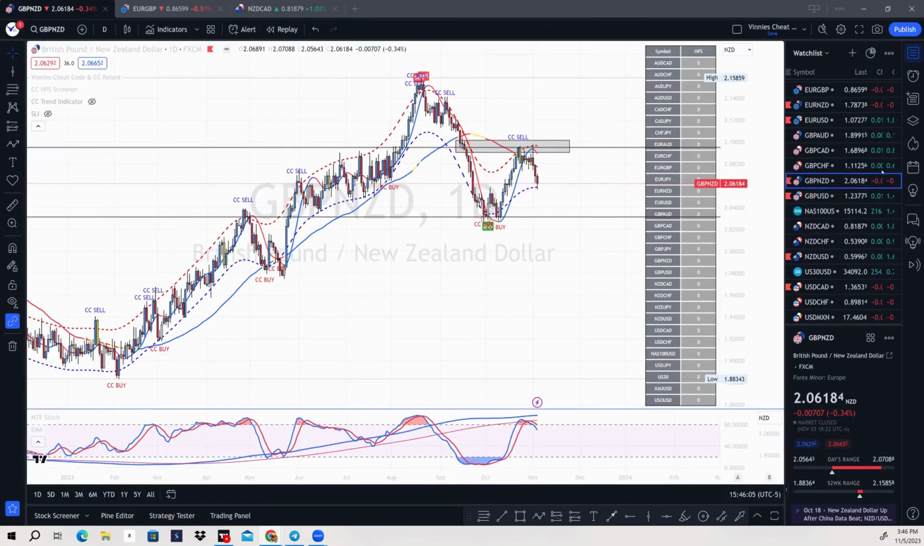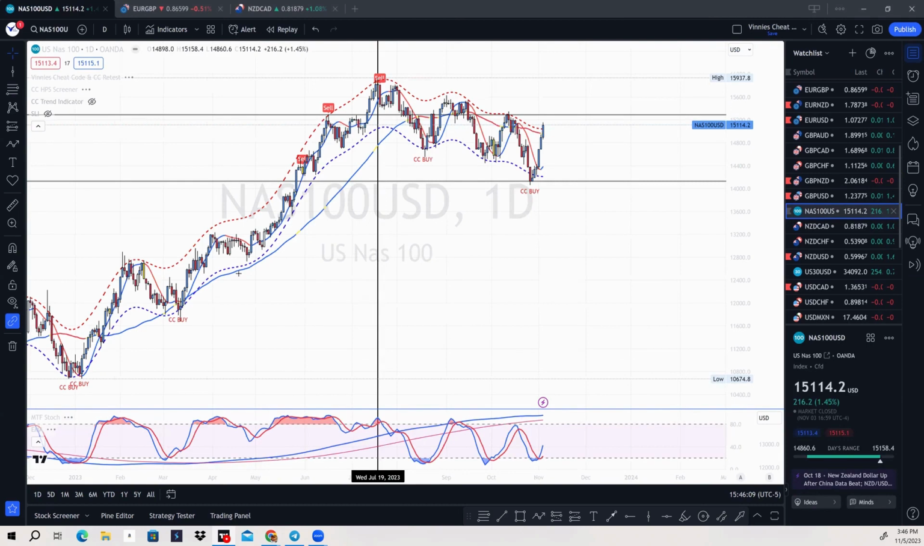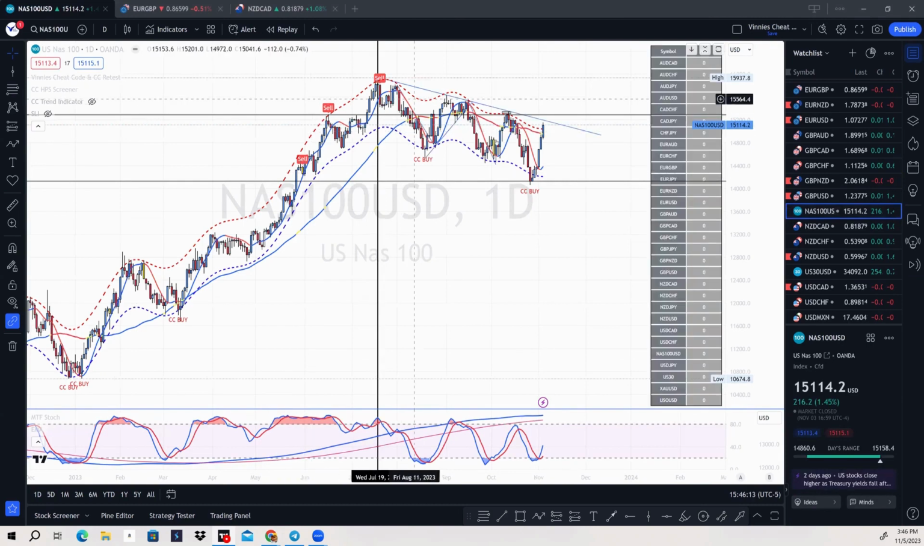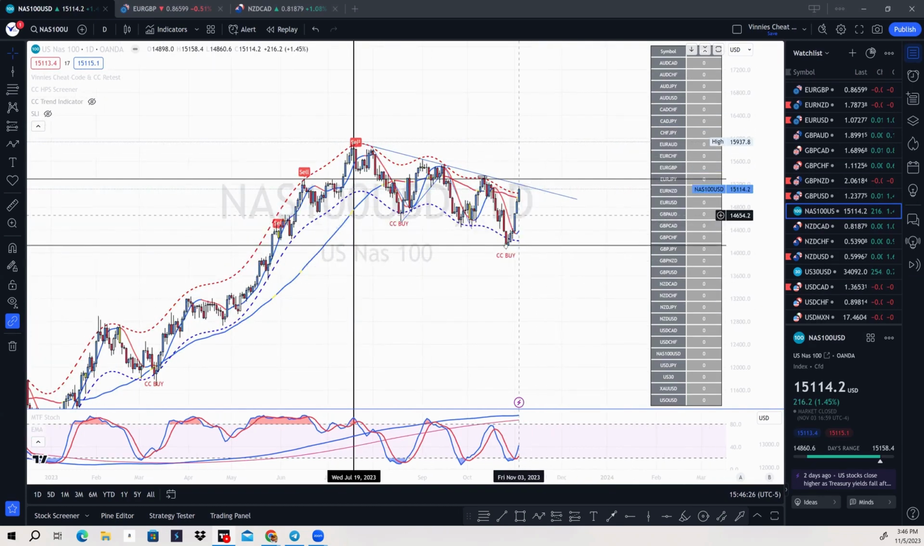Okay. Let's take a look at NAS 100 real quick. NAS 100, again, this side we were bullish, this side we are bearish. Price is making lower lows and lower highs. So I am looking for price. It may push up, may break out of this zone. I'm not too sure yet. We shall see. We had some strong bullish candles last week.